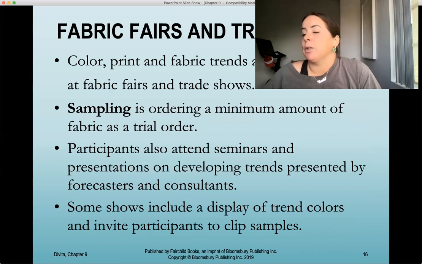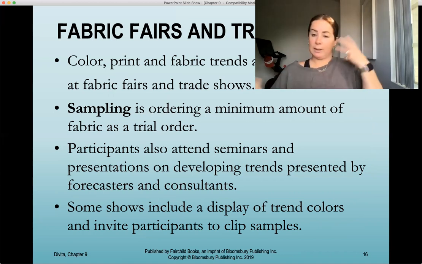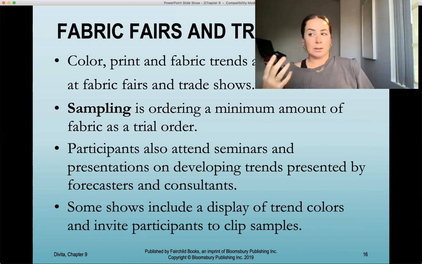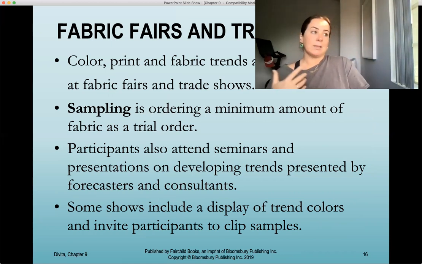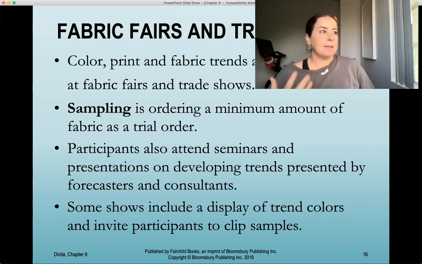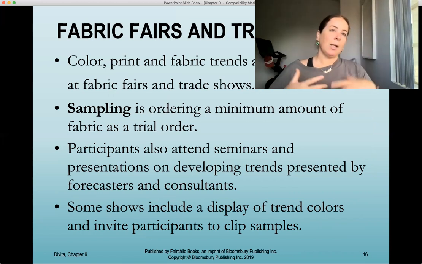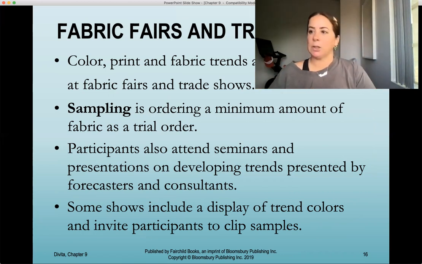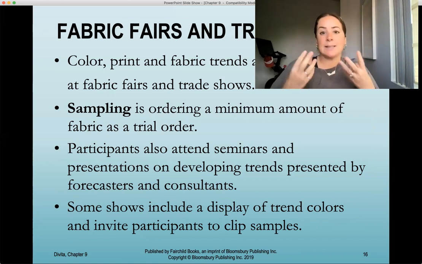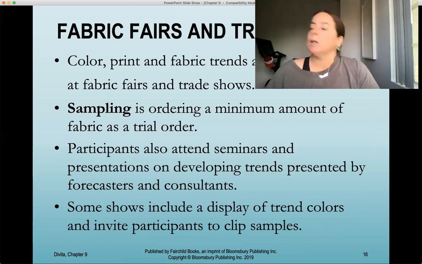Fabric fairs and trade shows. Color, print, and fabric trends are first revealed at fabric fairs and trade shows. Sampling is ordering a minimum amount of fabric as a trial order. So you go to a fabric fair, you decide that you love these 7 fabrics, and you order a minimum just to see if it works, to see if it fits in your story, to see if it fits in your color palette, your ideas, your innovations. You're basically sampling the fabric to see if it'll work.